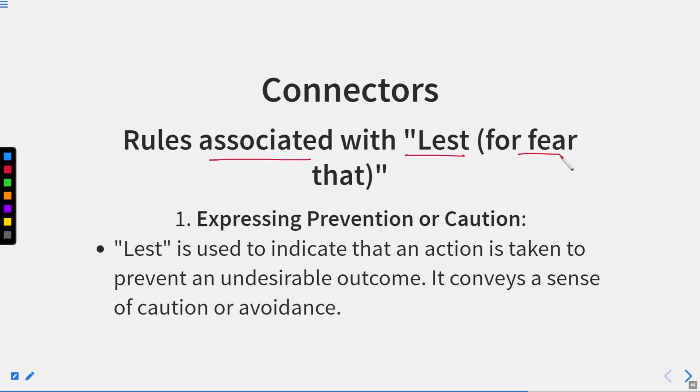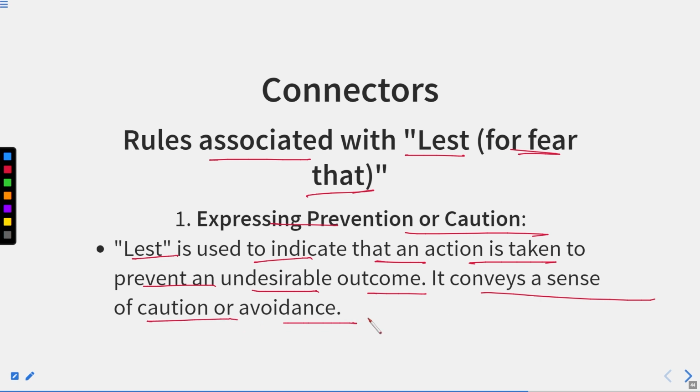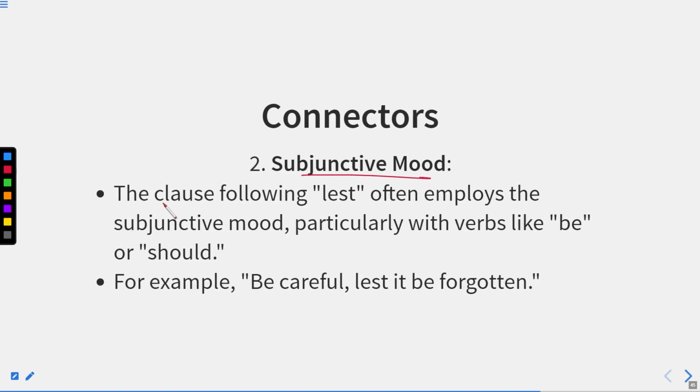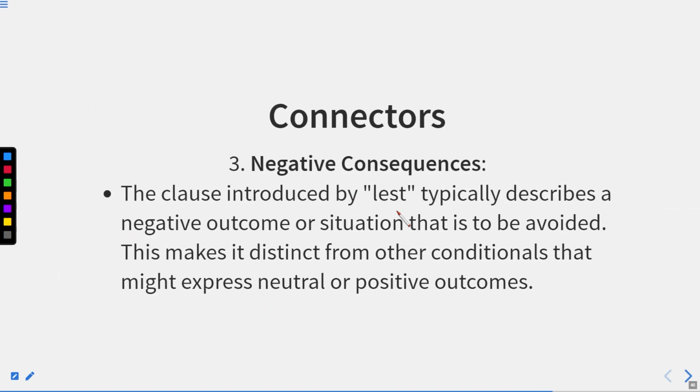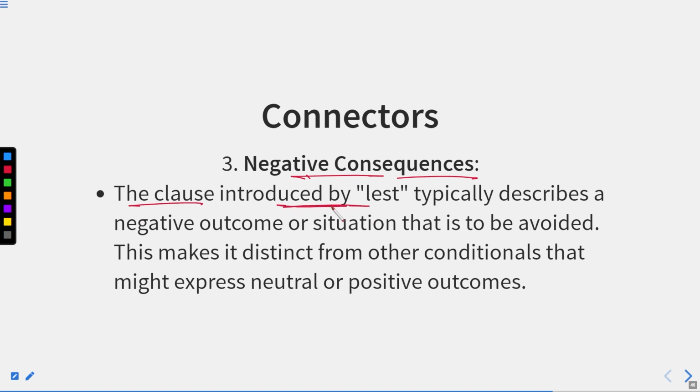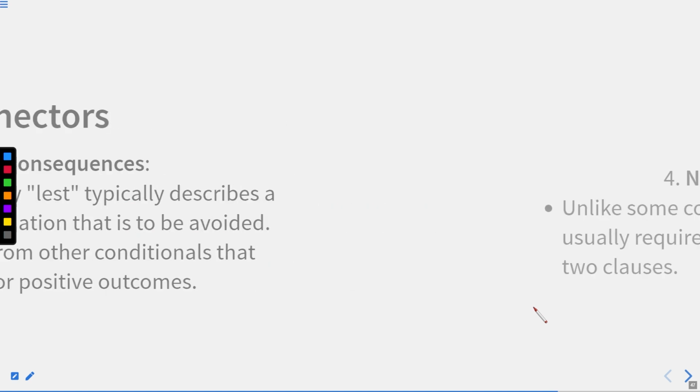Rules associated with lest: for the fear that. Expressing prevention or caution, lest is used to indicate that an action is taken to prevent an undesirable outcome. It conveys a sense of caution or avoidance. Subjunctive mood: the clause following lest often employs the subjunctive mood, particularly with verbs like be or should. For example, be careful lest it be forgotten. Negative consequences: the clause introduced by lest typically describes a negative outcome or situation that is to be avoided. This makes it distinct from other conditionals that might express neutral or positive outcomes.